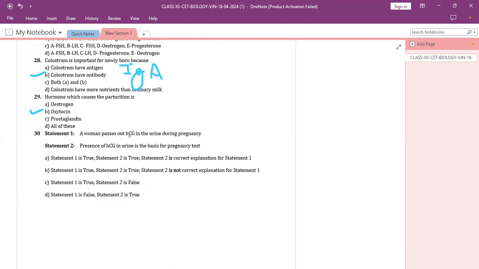We know very well a woman passes out HCG in urine during pregnancy, which is obviously right. And the presence of HCG in the urine is the basis for the pregnancy test. So statements 1 and 2 are correct, and statement 2 is the correct explanation for statement 1.